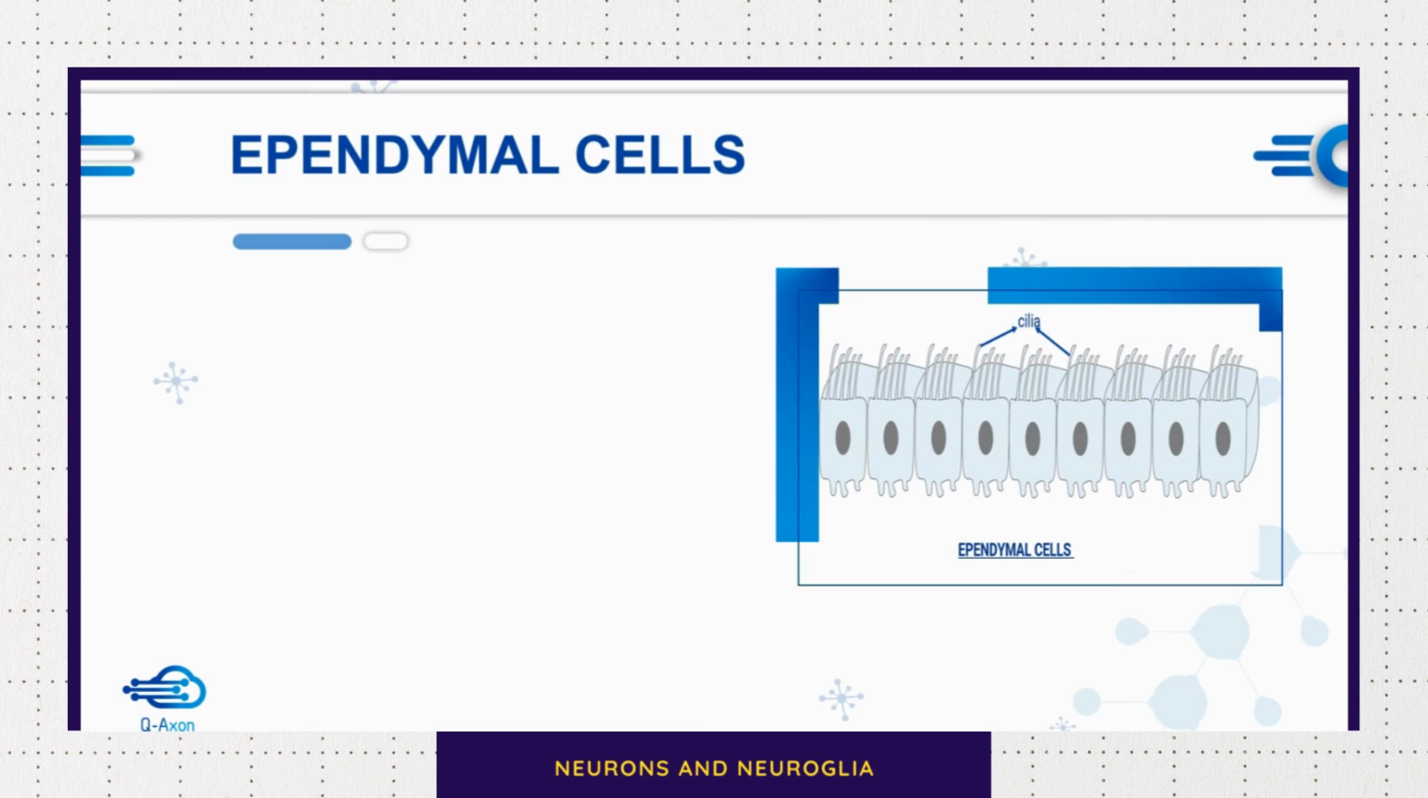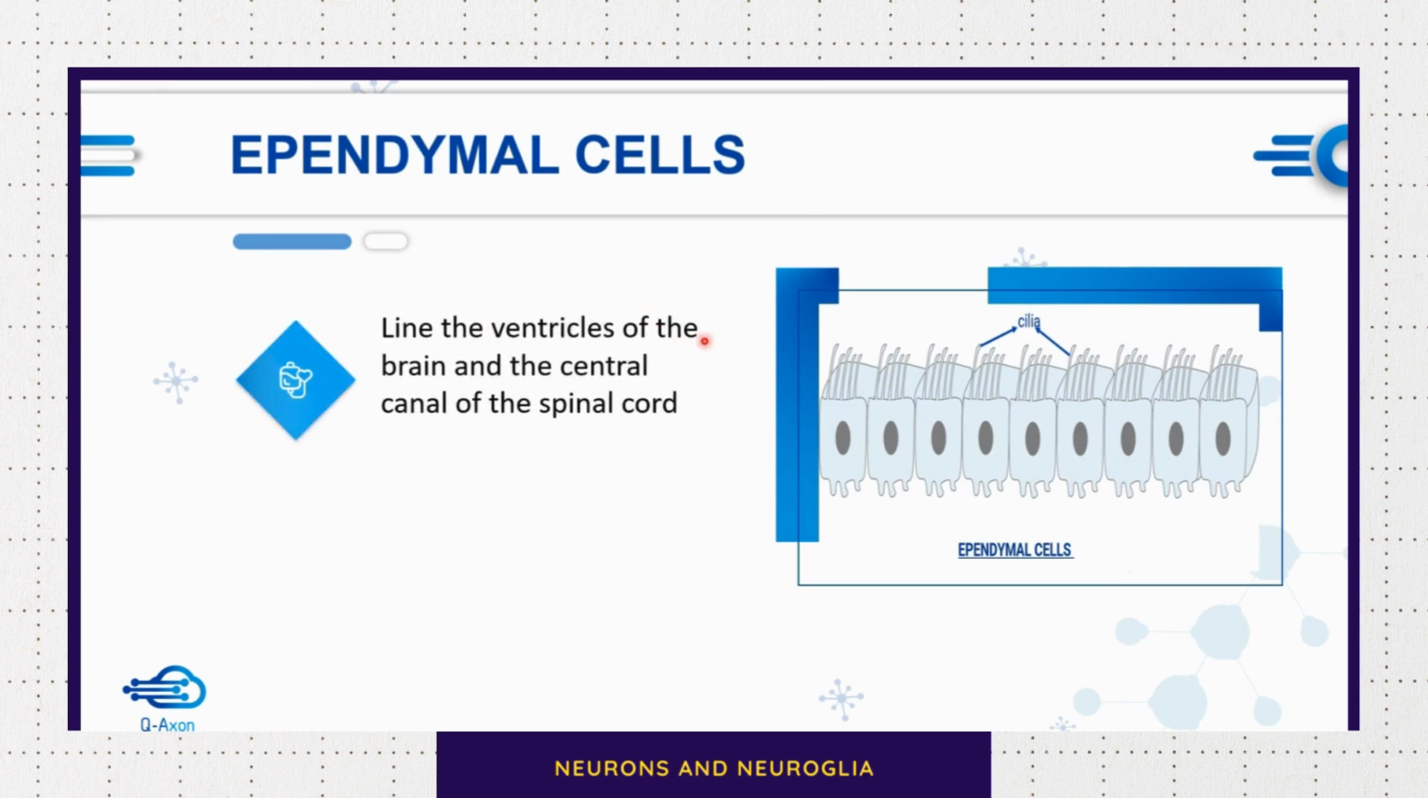The ependymal cells line the ventricles of the brain and the central canal of the spinal cord. As you already know, the ventricles are fluid-filled cavities inside the brain. Now, this means that the main function of ependymal cells is to secrete cerebrospinal fluid. So whether it is the ventricles or the central canal, the fluid that fills them is the cerebrospinal fluid, which is secreted by the choroid plexus. So the choroid plexus is made up of ependymal cells.